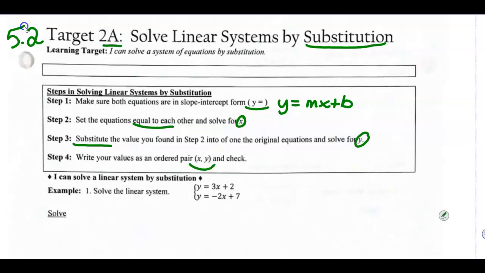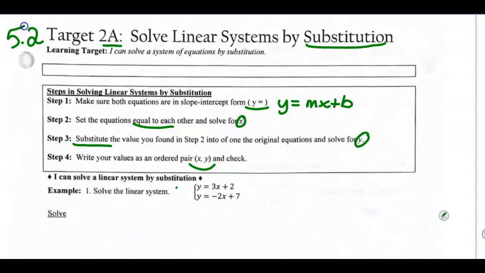So this is another way to solve systems. Instead of graphing, we're going to do it algebraically, which for some people is easier, for some people is harder. So we give you multiple ways to solve it. So here's our second way to solve it, by substitution.